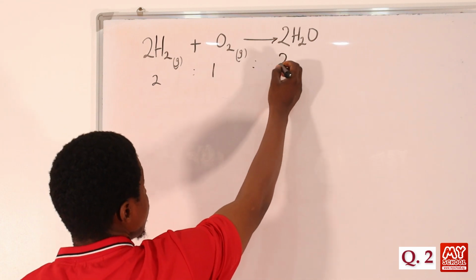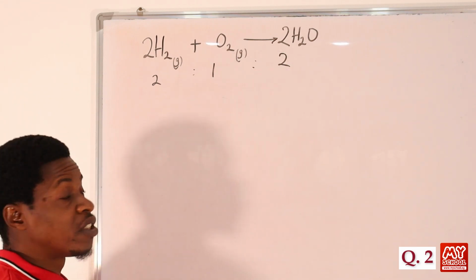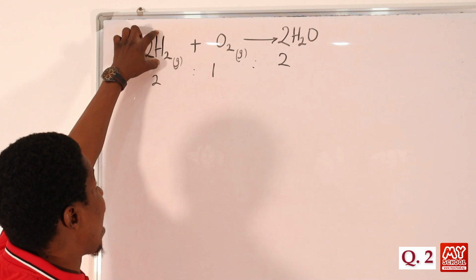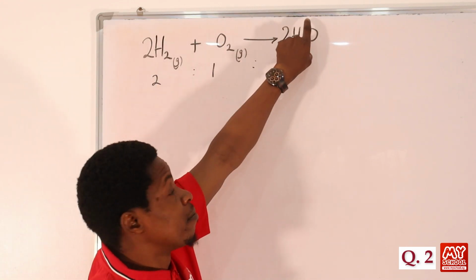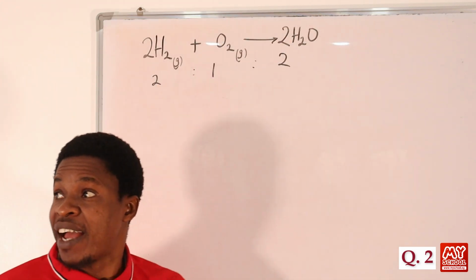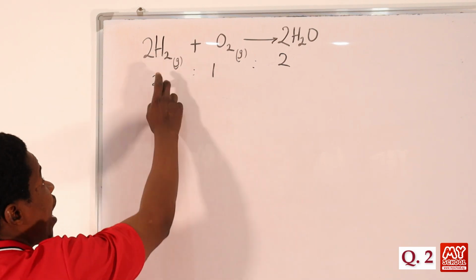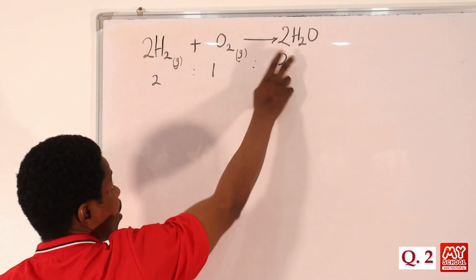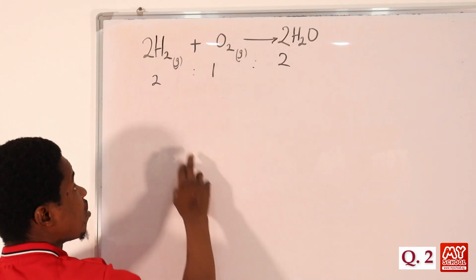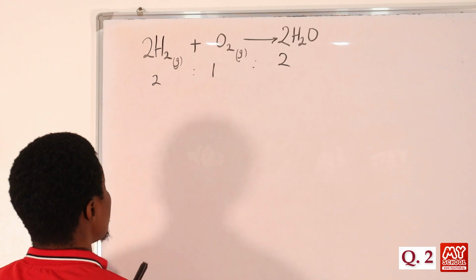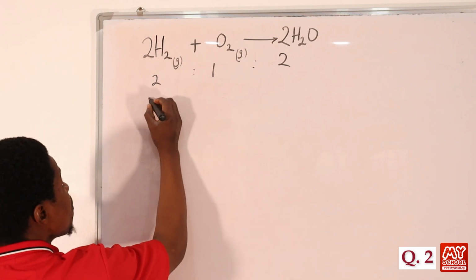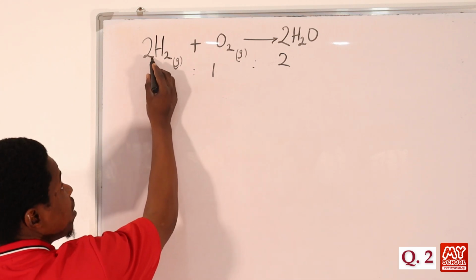But our area of concentration is actually between hydrogen and water, because we are asked to find what mass of water is produced when 8 grams of hydrogen reacts. So now it's ratio 2 is to 2. So let's calculate the mass of this.